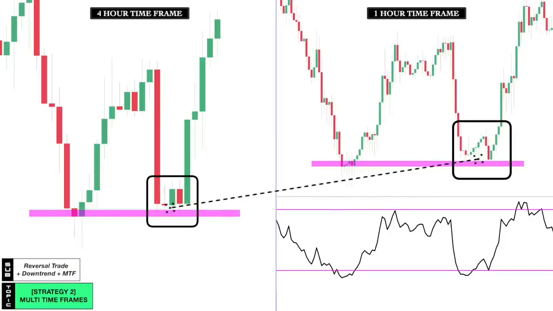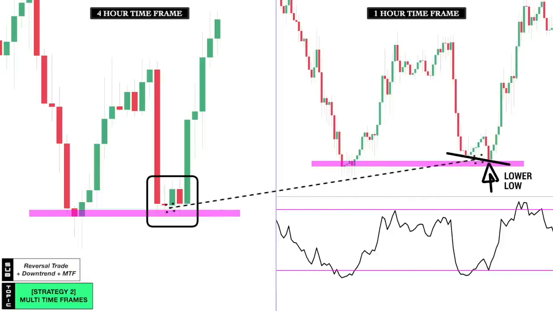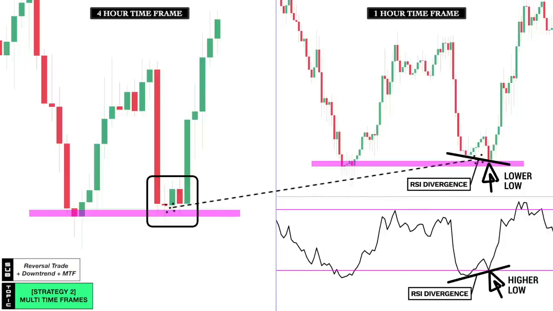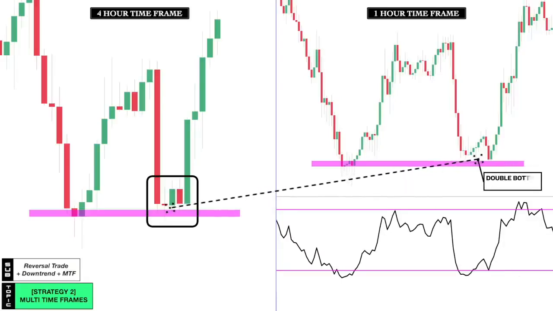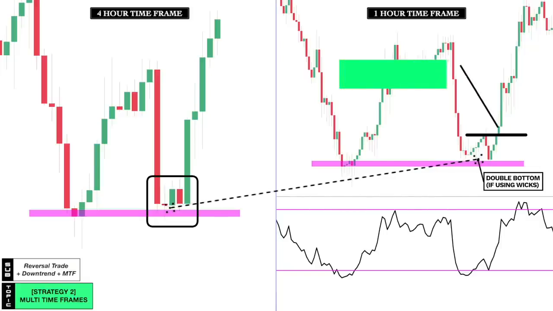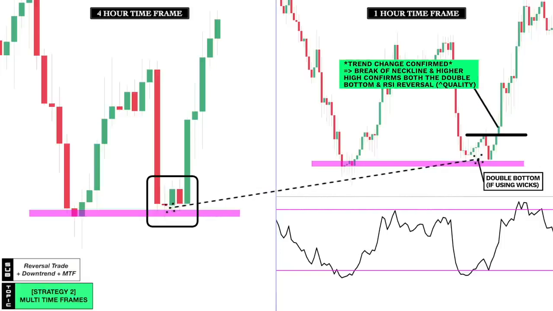Now, if you use candle closes for your analysis, this is a lower low, whereas the RSI makes a higher low, which formed a divergence and is an early signal of a possible trend change from a downtrend to an uptrend. This can also be viewed as a double bottom, which is a reversal pattern. Neckline placed at the recent swing high here, and once price breaks above and makes a higher high, it confirms both the double bottom reversal and the divergence reversal, which makes this a higher quality trade.